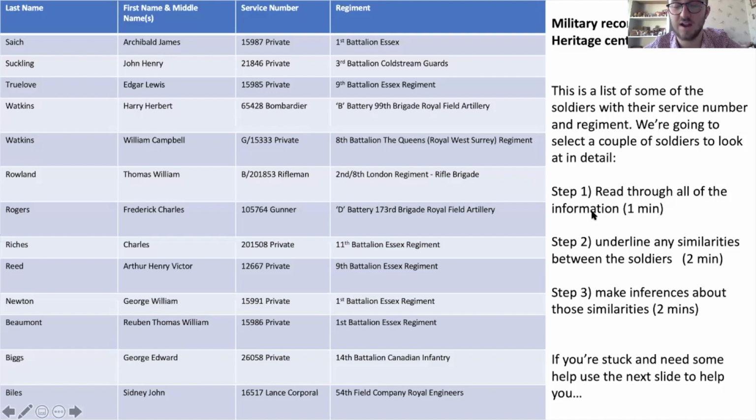So I want you to do that, okay, guys? So step one, you're going to read through the information. Step two, you're going to underline any similarities, so just underline it here. Or you might just want to write it down in a list. And number three, you're going to make inferences about those similarities. So like I was saying, you're going to identify those similarities, but then what does that mean? So you've identified that, that's great, but what does that actually tell you? And if you're stuck and need some help, use the next slide.